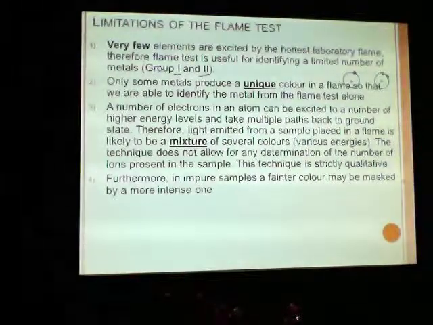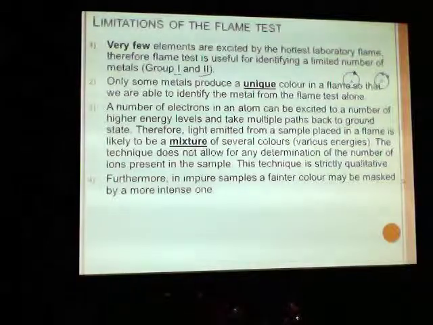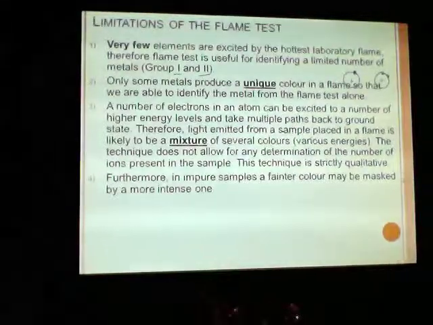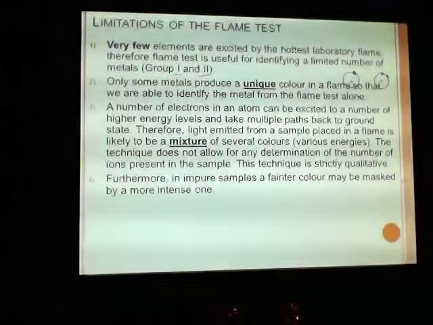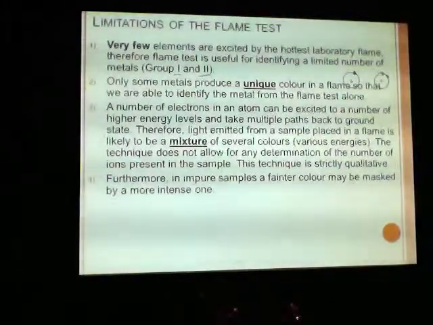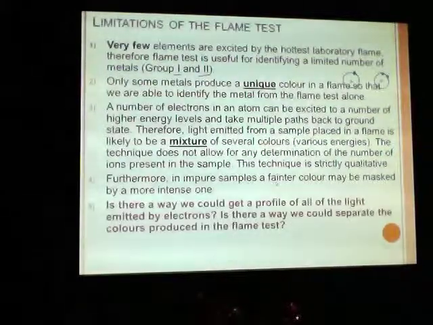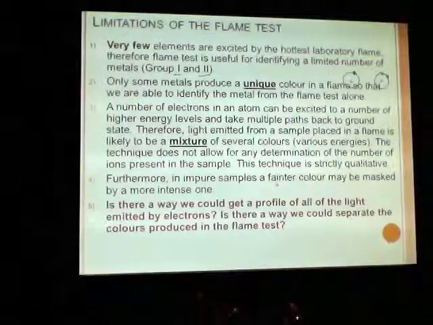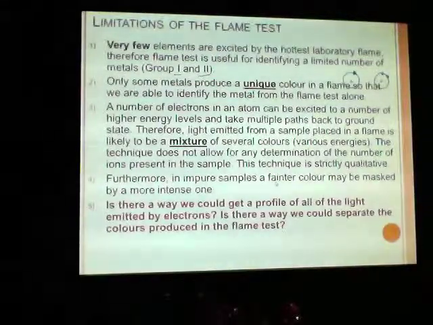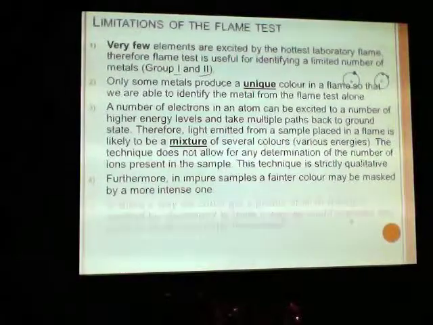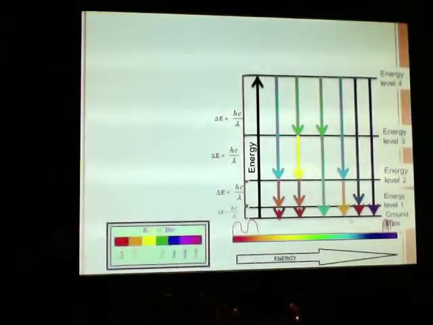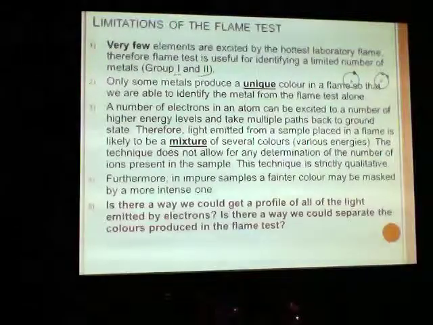Impure samples, right? We might have something like, let's say, sodium with a bit of copper. Most likely will go green because of the copper in there, and the yellow sodium will be masked by the impure copper in there. Okay, is there a way that we could actually get a profile of all the light emitted by electrons? So is there a way we can separate these colours produced by the flame test? Well, the answer is yes. And that's when we move on to our next technique, and that's atomic emission spectroscopy.